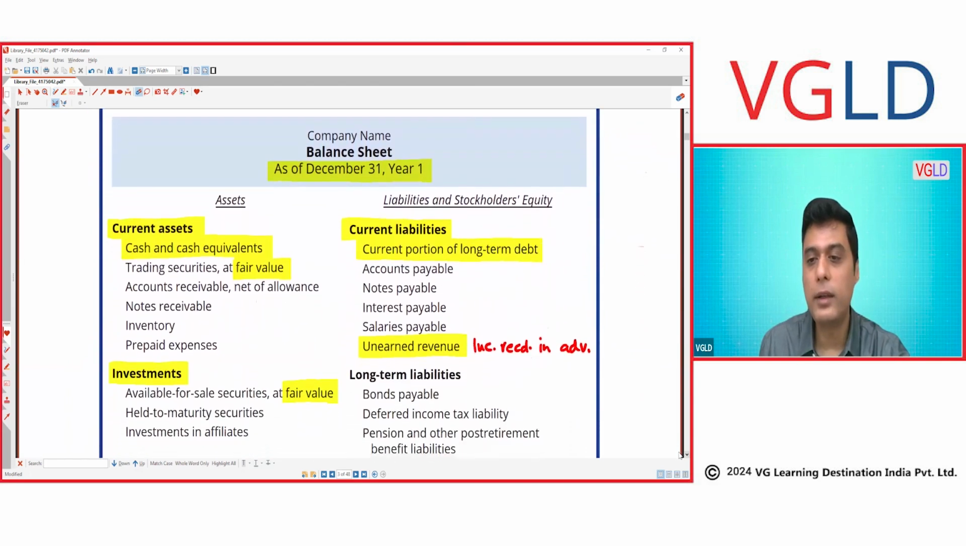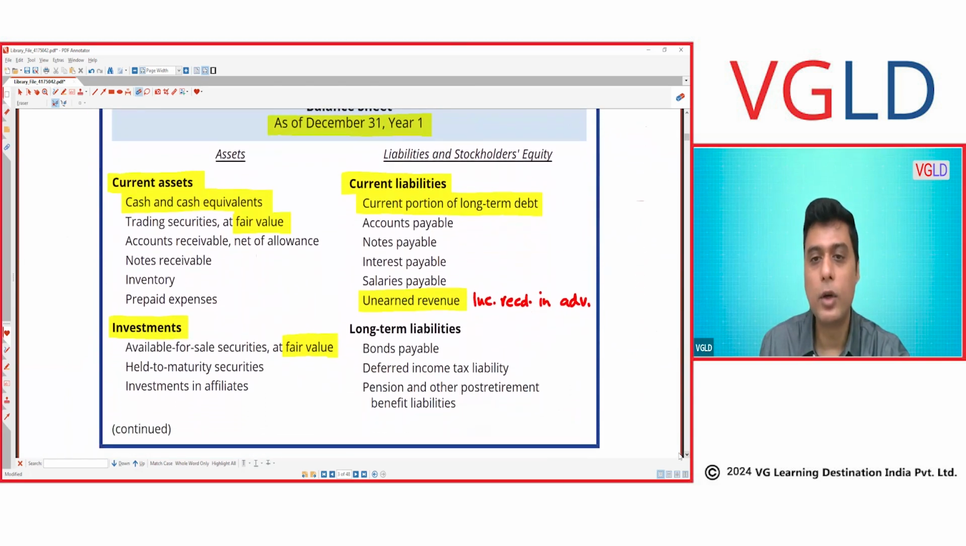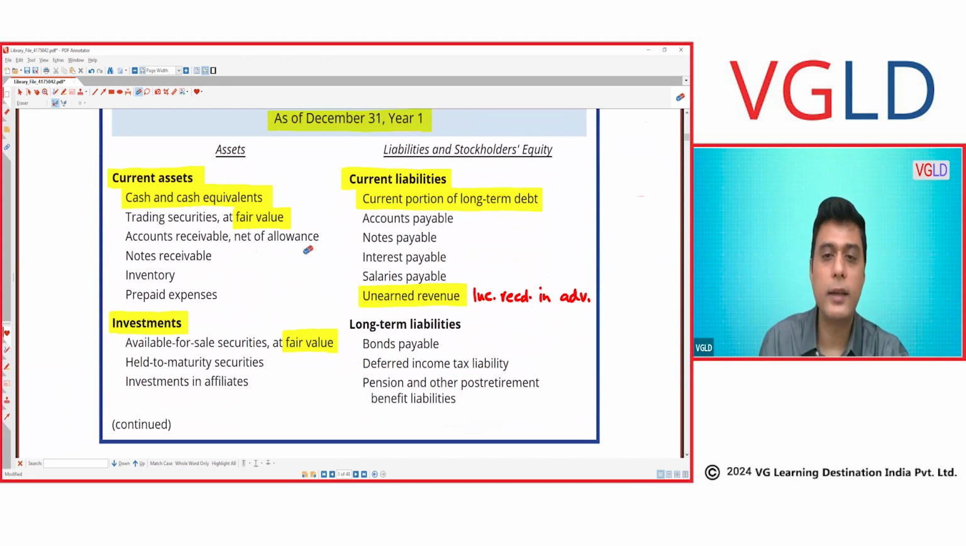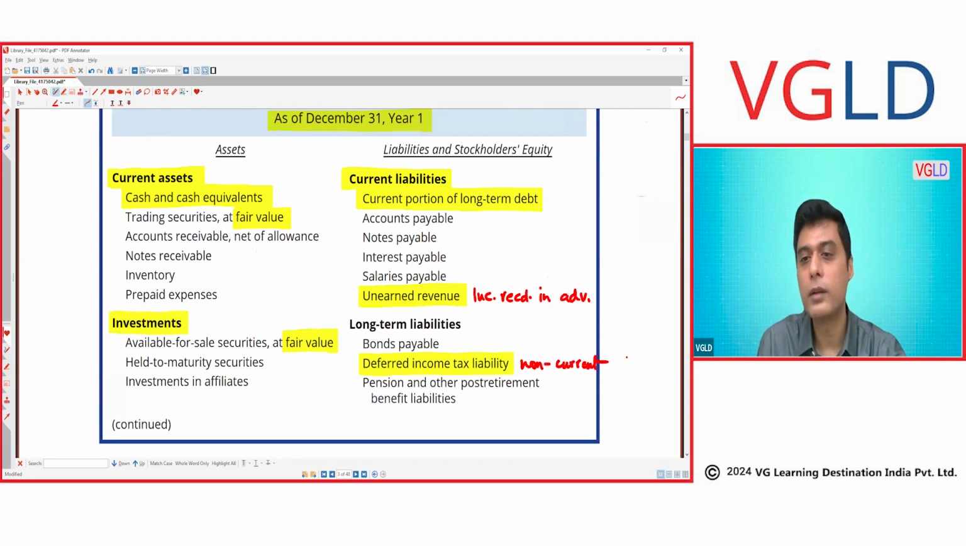Then long-term liabilities, bonds payable, deferred tax. As we saw, deferred tax is always considered under non-current. If it's a deferred tax asset, then obviously it will be on the asset side. If it's a liability, it will be on the liability side. But wherever it is, it will be in the non-current section. Then pension and other post retirement benefit liabilities, right?